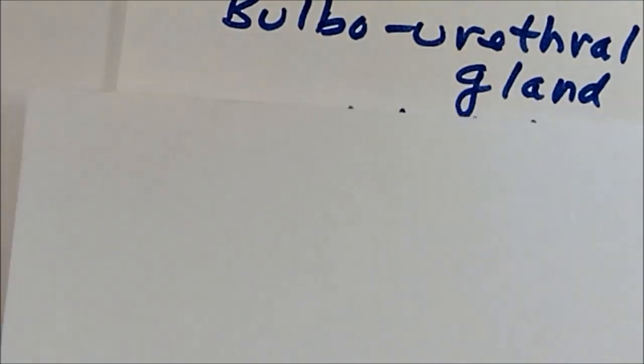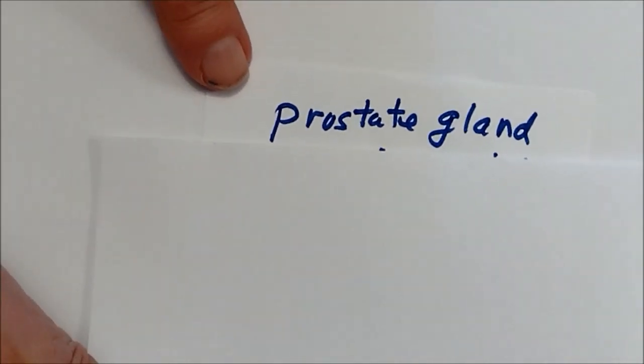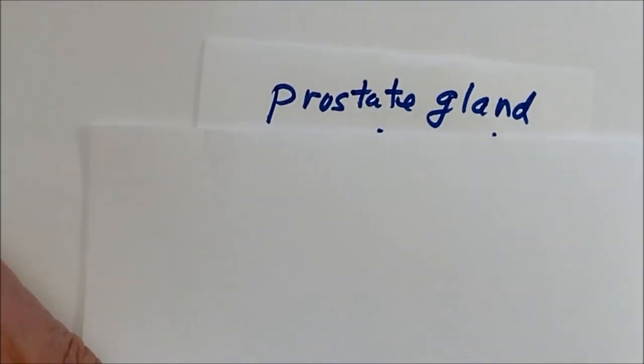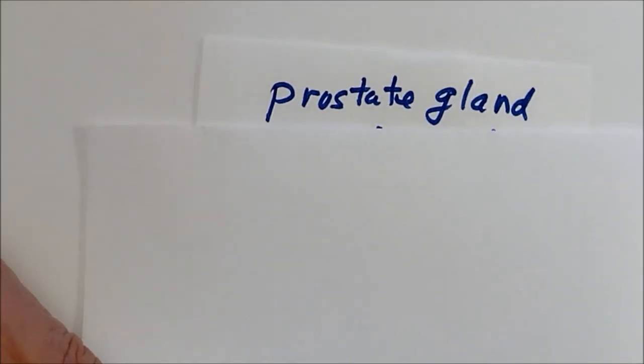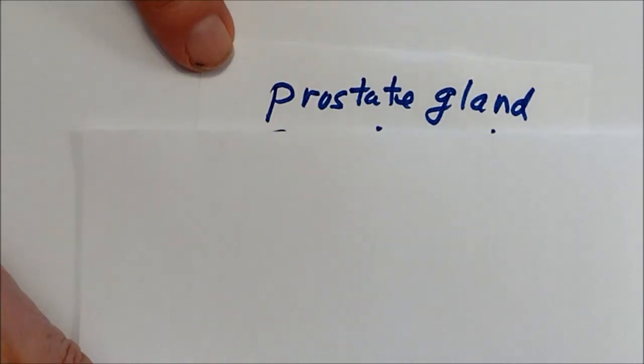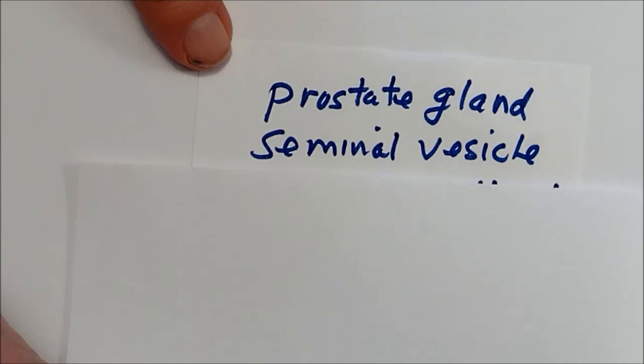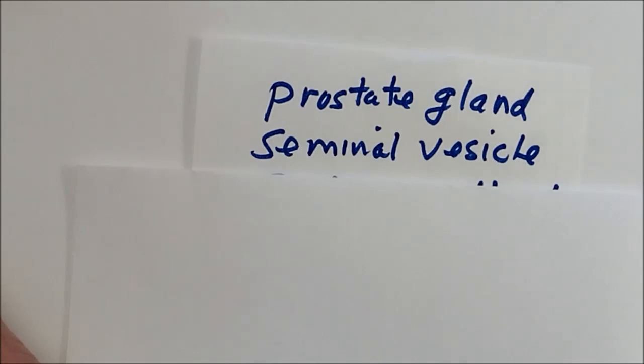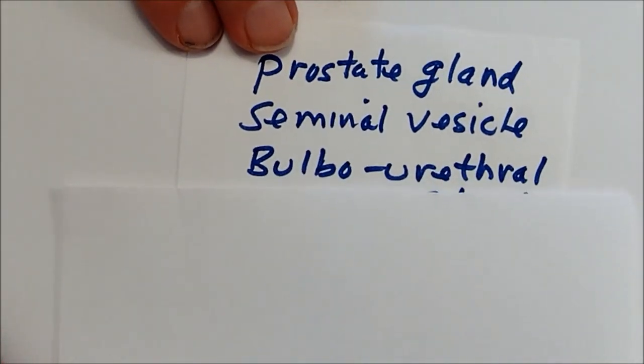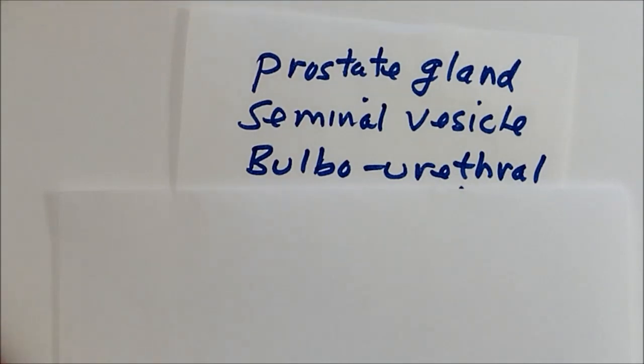Here are some other words we're going to be looking at today. Prostate gland. This is a gland just outside of the bladder, between the bladder and the penis. Anyway, we'll be taking a look at that. I don't want to say too much right now. Seminal vesicle. This is a little organ that secretes part of the semen. Okay. Bulbourethral gland, kind of a funny name. Again, another gland that secretes some of the semen and has a few other functions.